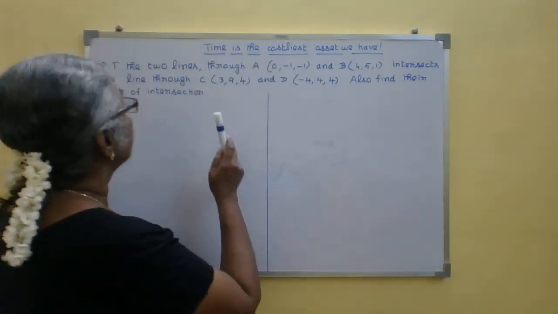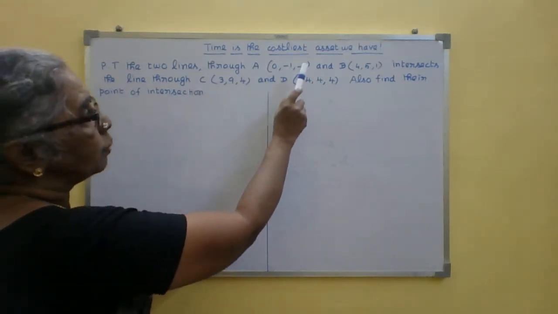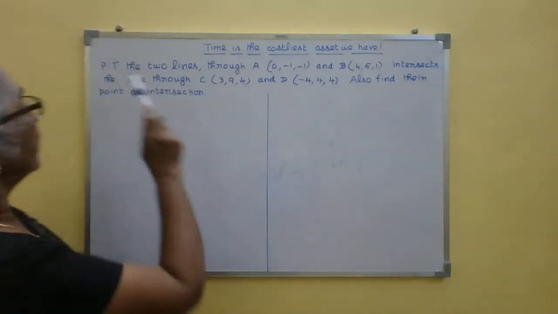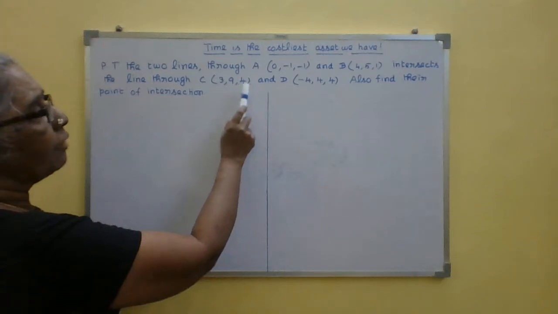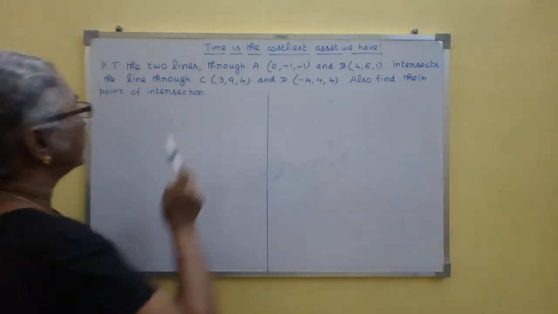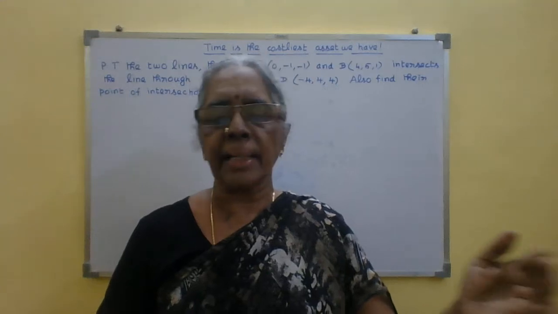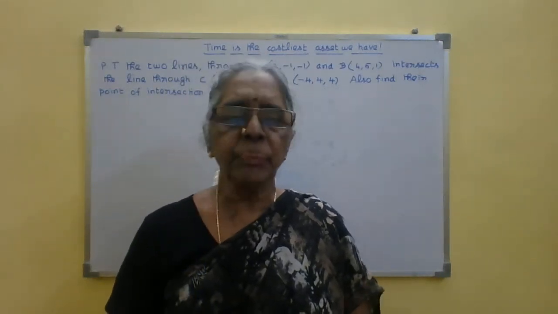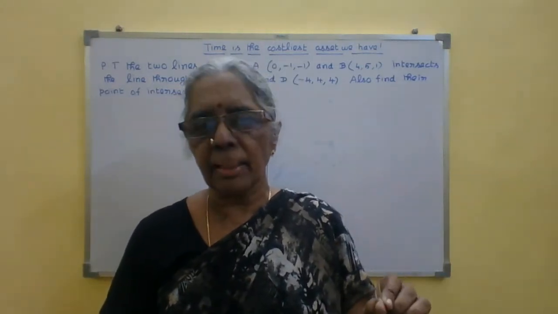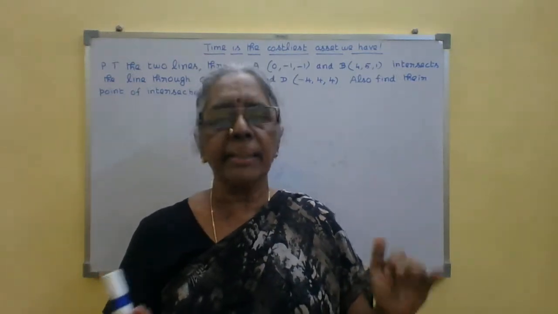Now see this sum. Prove that the line through A (0, -1, -1) and B (4, 5, 1) intersects the line through C (3, 9, 4) and D (-4, 4, 4). Also find the point of intersection. Instead of giving the equations of the lines AB and CD, they have given you the points A and B. You have to find the equation of line AB. Similarly, the points C and D are given. You have to find the equation of line CD and then proceed.